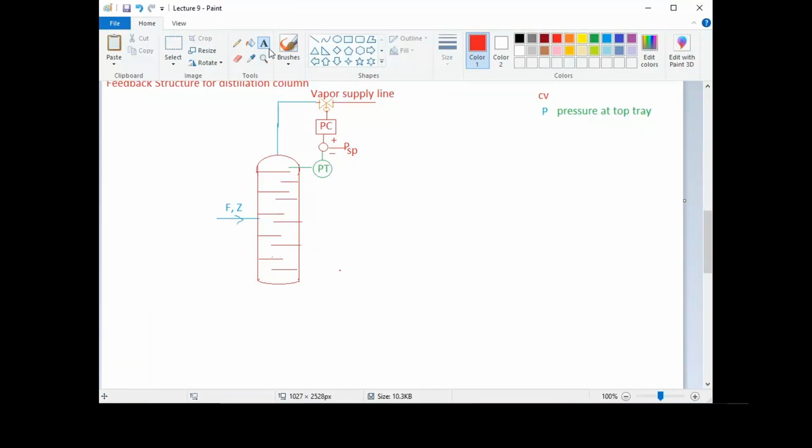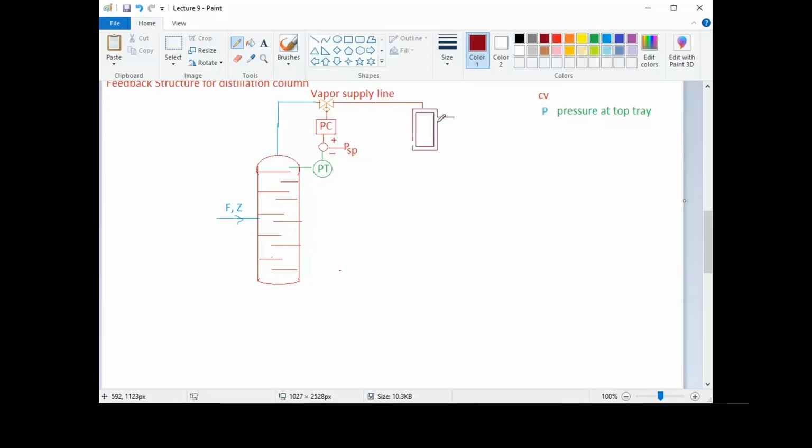Right. After this, we will go to the condenser. Right. So here we will modify condenser a bit, and we will use here heat exchanger. So this is heat exchanger, and this will condense the vapors, and this will give us fluid or liquid which we will store in the reflux drum. Right.